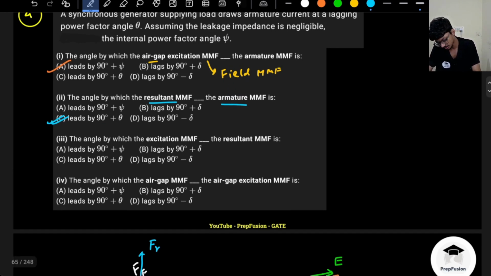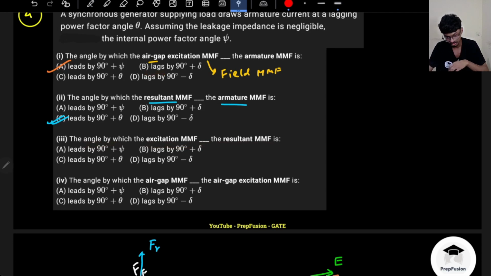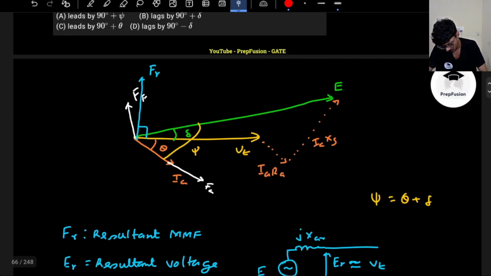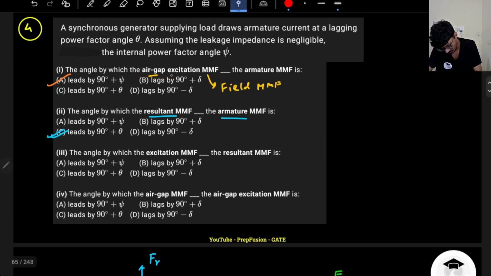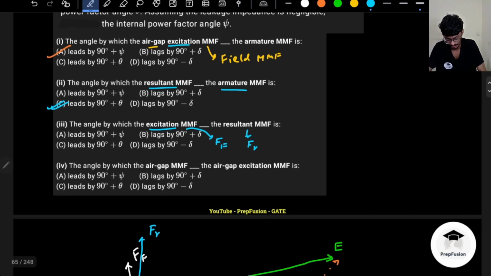So for the next one, the angle by which the excitation MMF leads the resultant MMF. Excitation MMF is the same as the air gap MMF only. Here they are just writing it in terms of a different value. Whenever this excitation term is there, it is basically talking about the field MMF. So now they are asking me the angle between the excitation MMF, that is FF, and the resultant MMF FR. Okay, not the armature MMF.